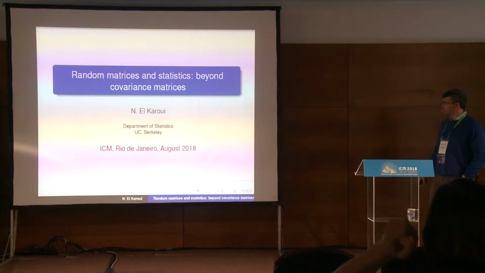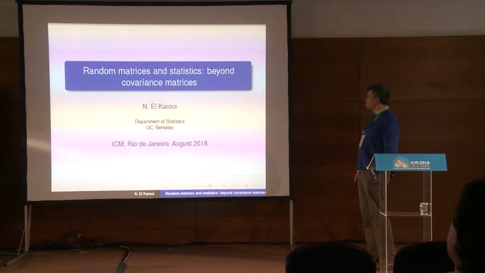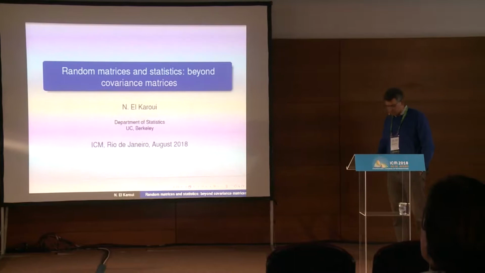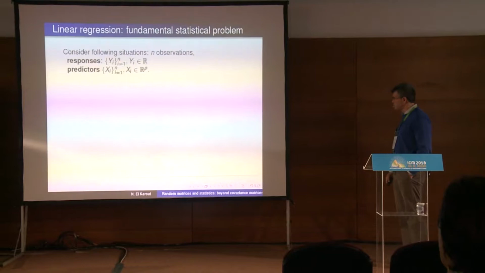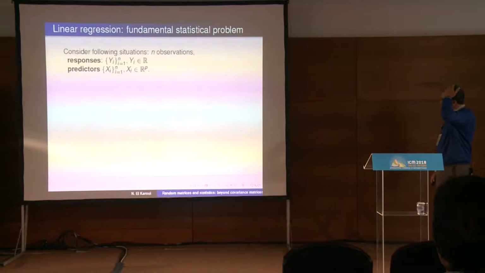So this is a bit of a survey talk. A lot of the results are old now, but it's about random matrices and what they tell us in high-dimensional statistics, beyond maybe their traditional use in PCA and stuff like that. So I'm also going to start very slow to be broadly accessible, and then I'll pick up pace. Okay, so basically, probably one of the most fundamental problems in statistics is, of course, linear regression.